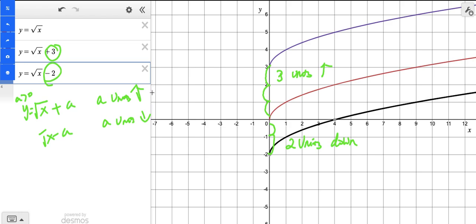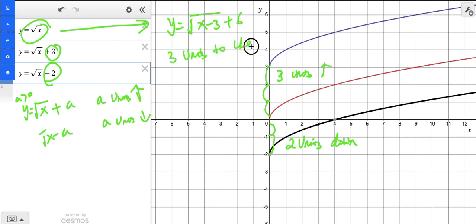So now let's check a quick question here. For example, I have a function, and let's say this is square root of x minus 3, plus 6. Without graphing, how do we transform from this function to this one? Pause the video, think about this. Yes, you're right. It's 3 units to the right and 6 units up because it's plus 6 outside.